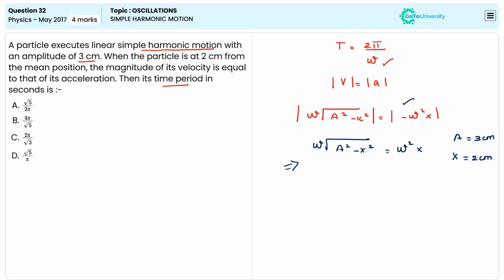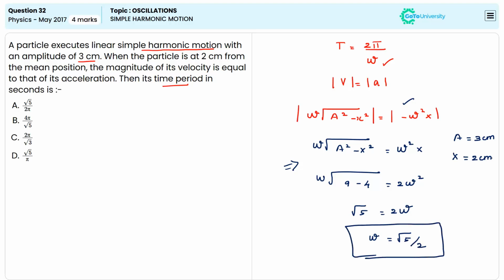So we will get omega root of 9 minus 4 is equal to omega square. It can be written as root 5 is equal to omega. When we simplify, omega will be equal to root 5 divided by 2. So now we have a value of omega. But here the question is about calculating the time period.